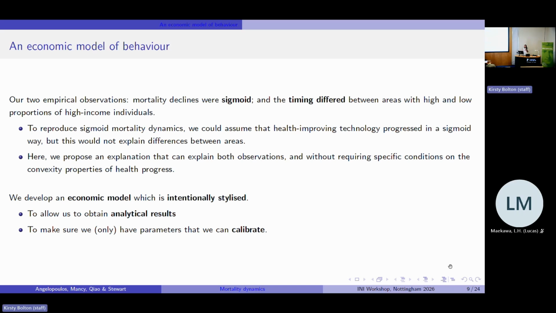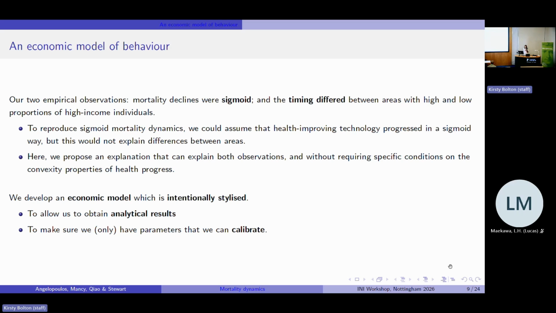So our two empirical observations are that mortality declines were sigmoid, S-shaped, and the timing differed between areas with high and low proportions of high-income individuals. Naively, we might say, okay, if we wanted to reproduce those sigmoid mortality dynamics, we could assume that whatever health improving technology existed, it progressed in a sigmoid way. But unfortunately, that wouldn't explain the differences between the areas. So here what we're going to do is propose an explanation that can explain both observations.